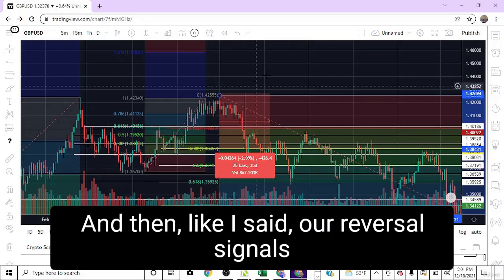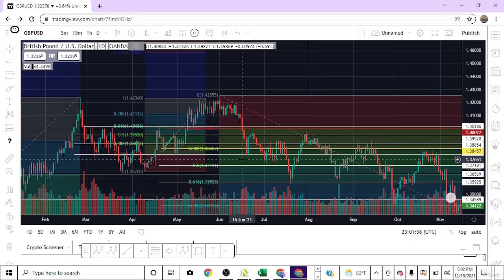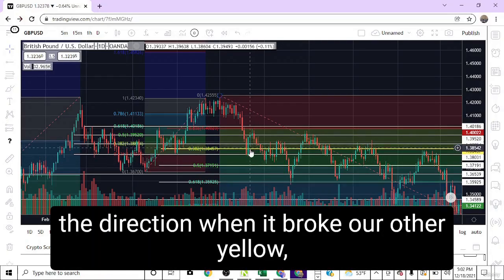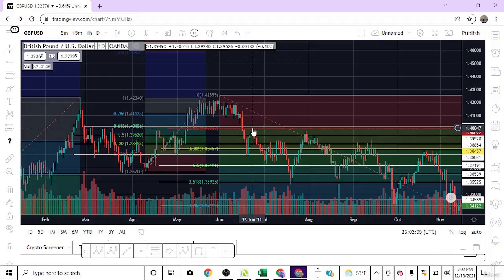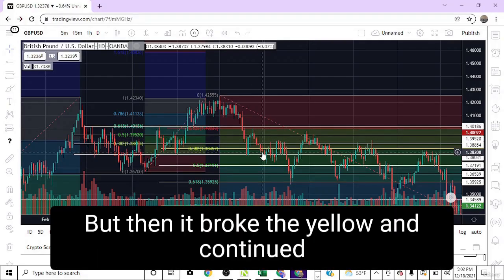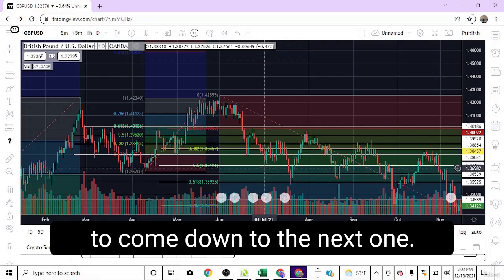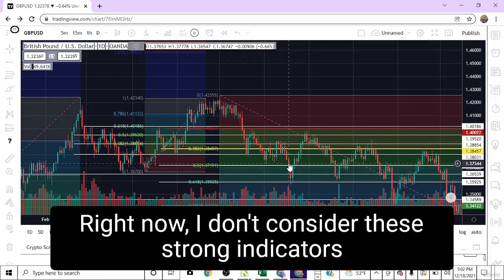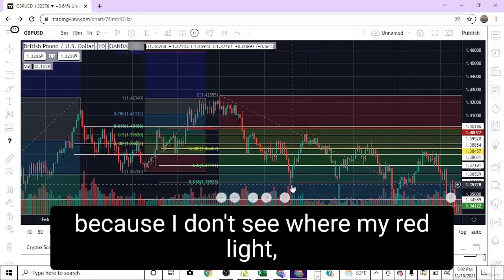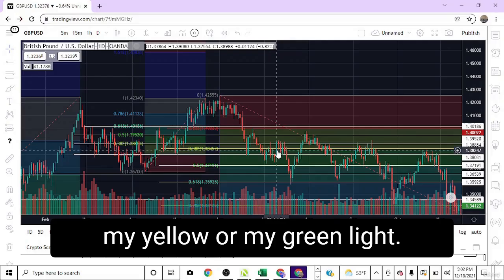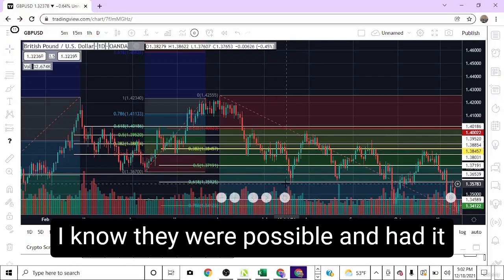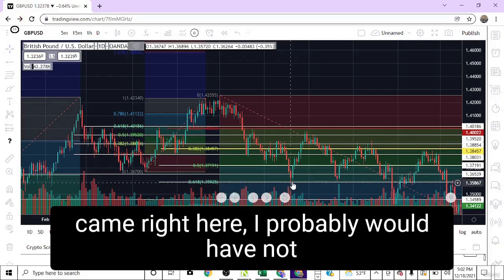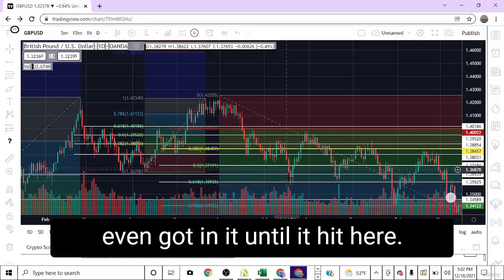And then like I said, our reversal signals, the direction: when it broke the yellow, it continued to go up to the red, then it came back down, but then it broke the yellow and continued to come down to the next one, right? Now, I don't consider these strong indicators because I don't see where my red light, my yellow, or my green light is. I know they were possibles, and had it come right here, I probably would not even have gotten in until it hit here.